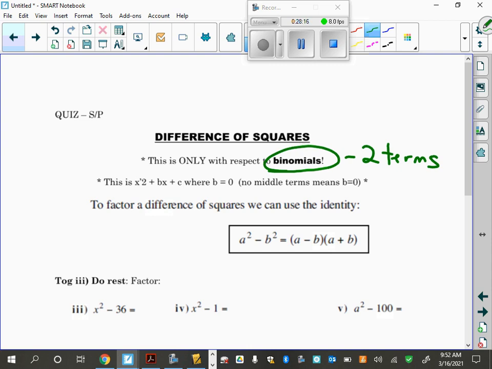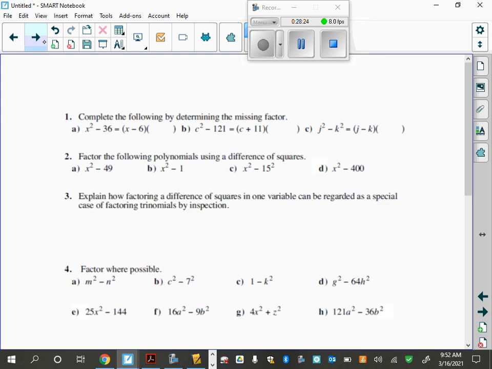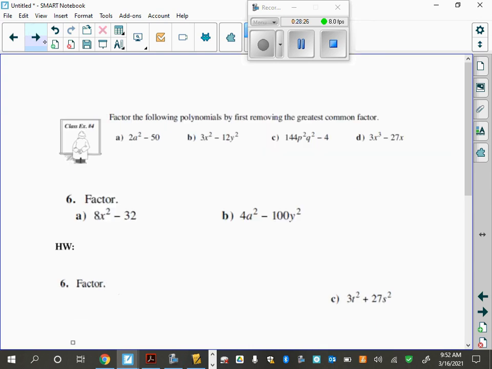See 2 terms, it's either GCF or difference of squares or both. What a segue. Both? What did you just say? I said both. So homework is everything on page 34. Should not take you long.